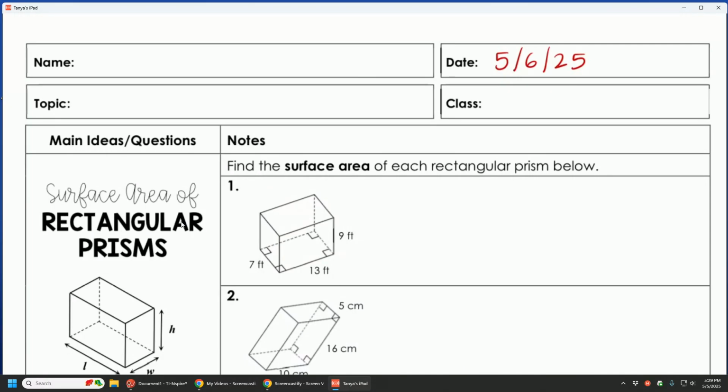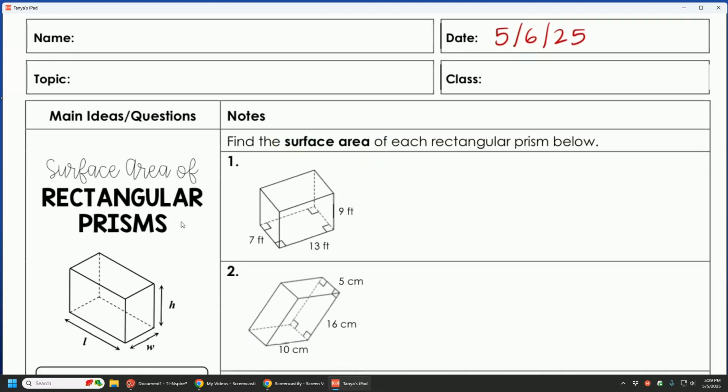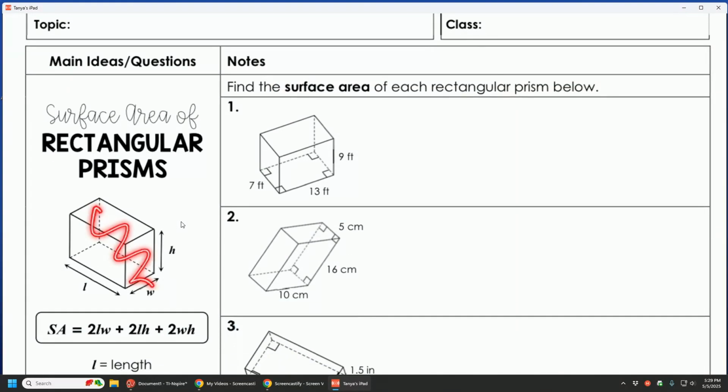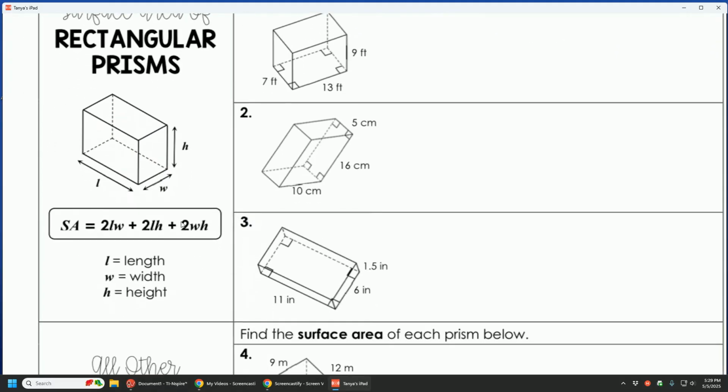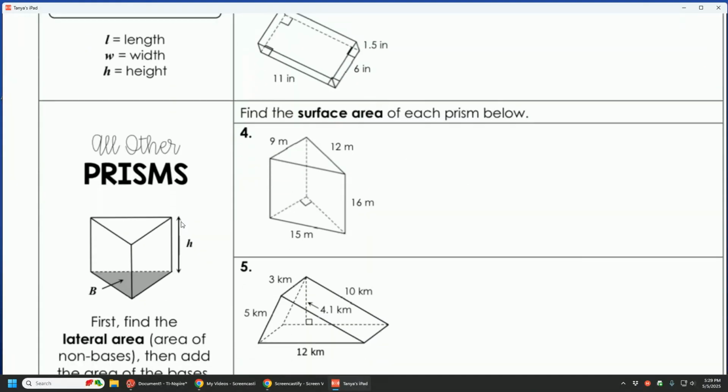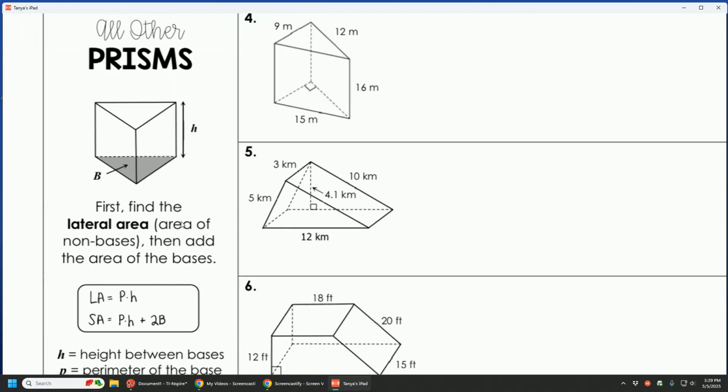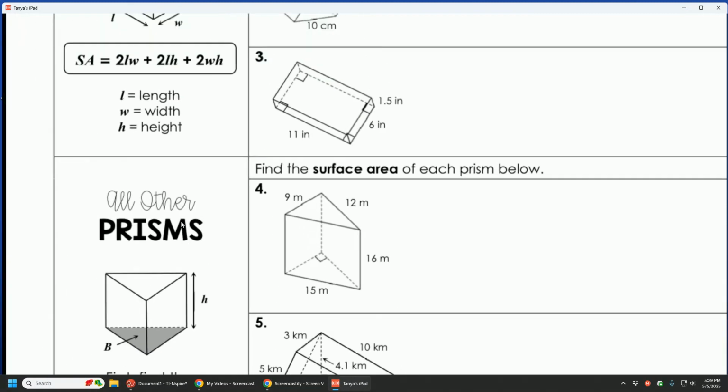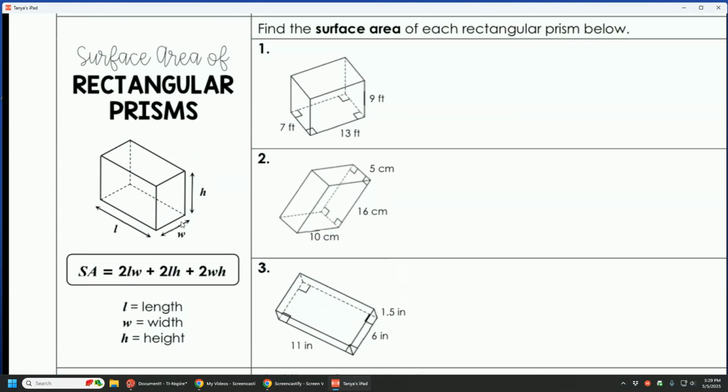Hey guys, today we are going to do the notes for surface area of rectangular prisms. So surface area, I described it in class, is kind of like thinking of wrapping paper. If you have a box, how many square inches or square feet of wrapping paper would I need to wrap all the way around the box? We're going to look at the formula two different ways. For rectangular prisms, we're using this formula, and for all the other kinds of prisms, we're going to be using these formulas. So let's start with rectangular.